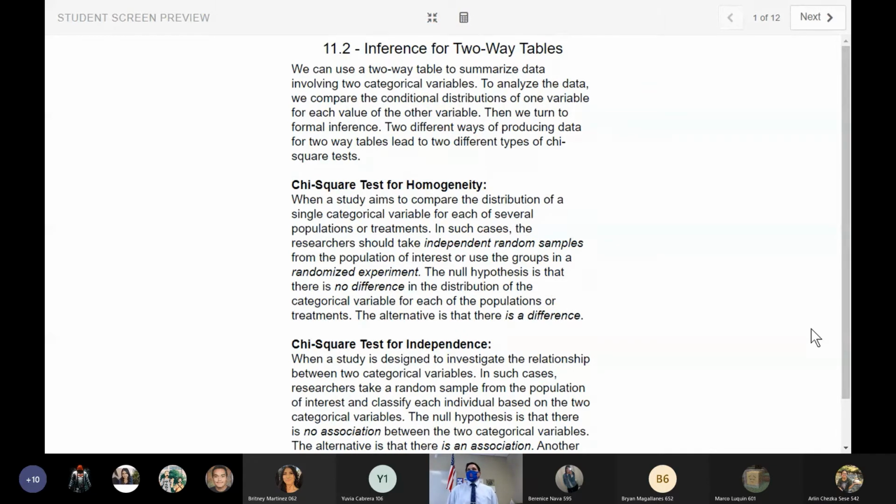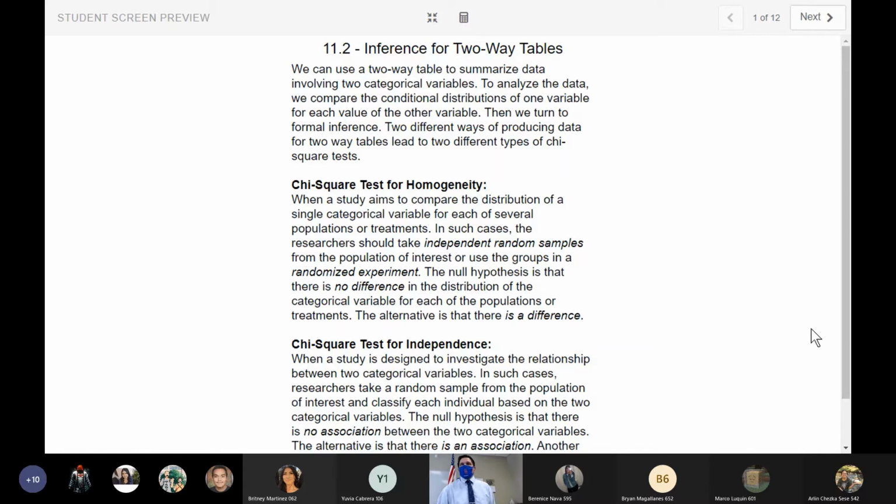We can use a two-way table to summarize data involving two categorical variables. To analyze the data, we compare the conditional distributions of one variable for each value of the other variable. Then we turn to formal inference. Two different ways of producing data for two-way tables lead to two different types of chi-square tests.